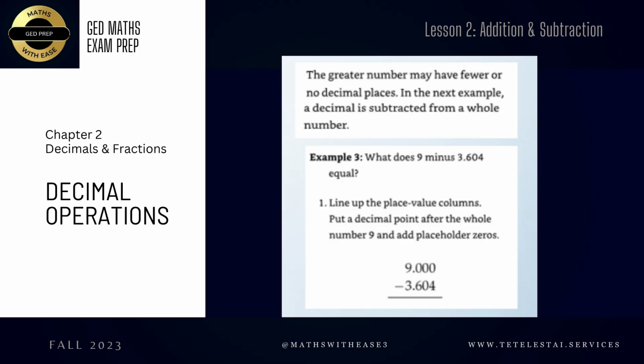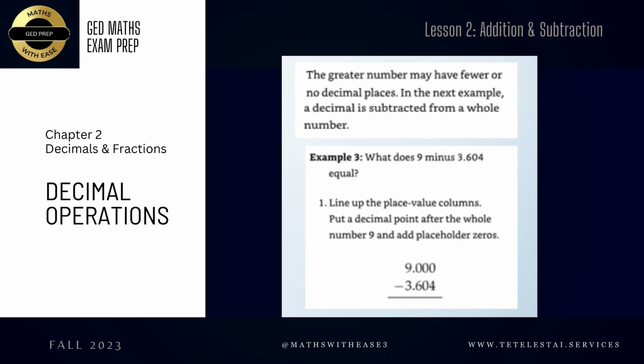Sometimes when you see a problem where the largest number in the set of numbers you've been given to work with does not have any decimal places, in other words, you've been asked to subtract a decimal number from a whole number, like in this example, we're asked to subtract 3.604 from 9. Our first steps would remain the same.